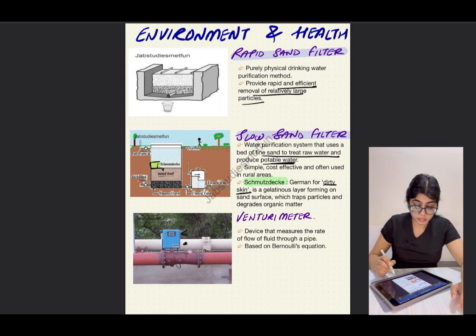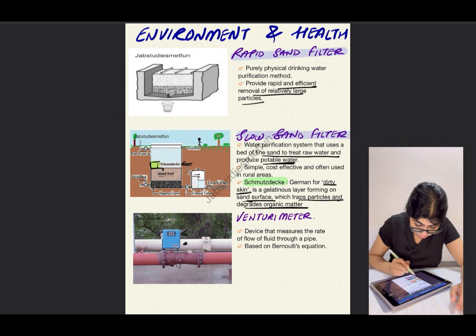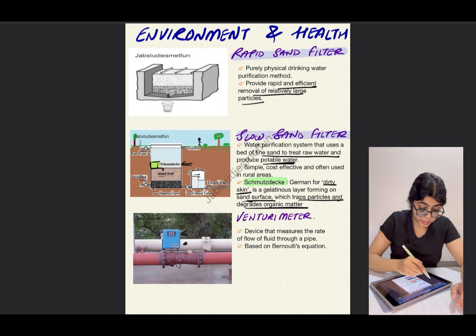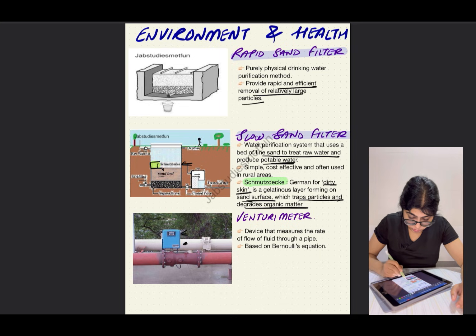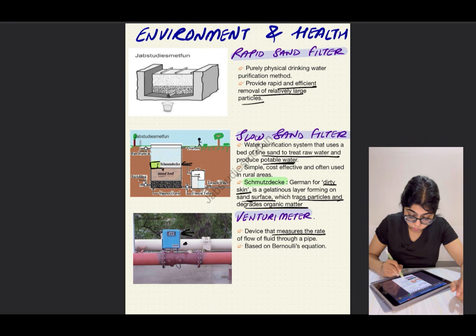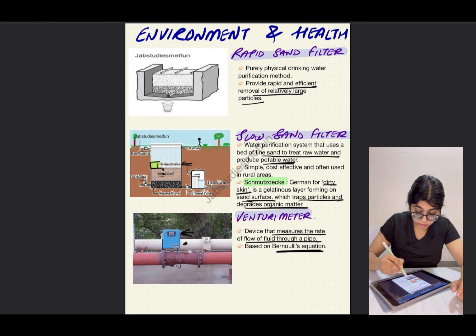It is a gelatinous layer forming on the sand surface, which traps particles and degrades organic matter. You can see it over here in the image, where all the impurities from the raw water will be trapped inside a gelatinous layer, and that will lead to the production of potable water. Next we have is the Venturi meter. You might have seen these blue colored boxes on top of pipes. So it is a device that measures the rate of flow of fluid through a pipe, and it is based on Bernoulli's equation, which can also be asked in your exam.